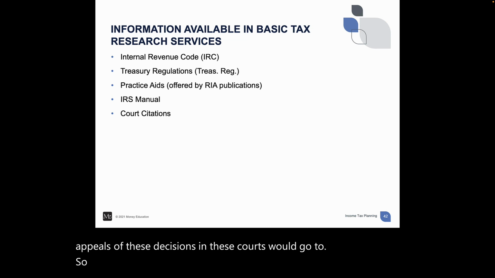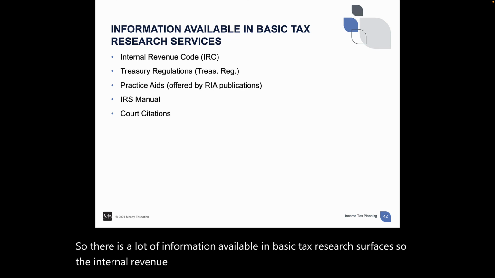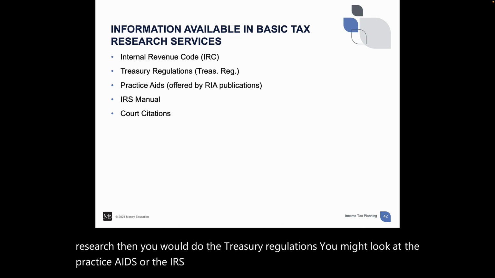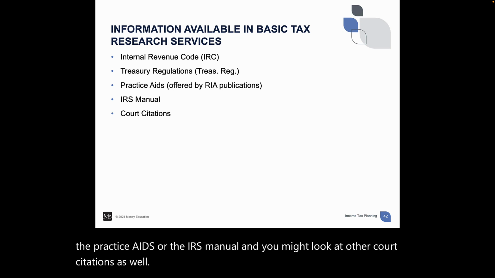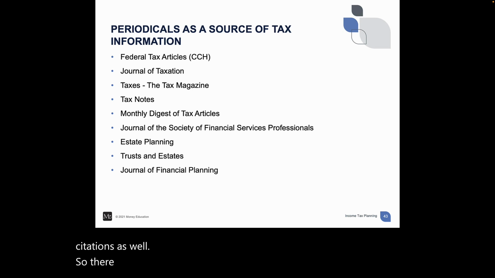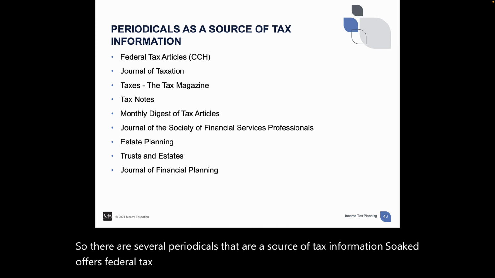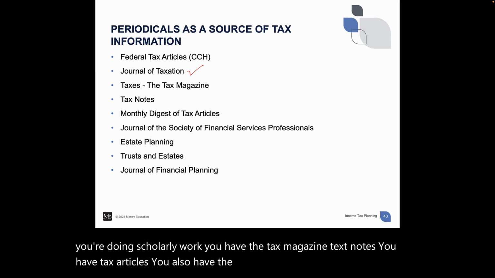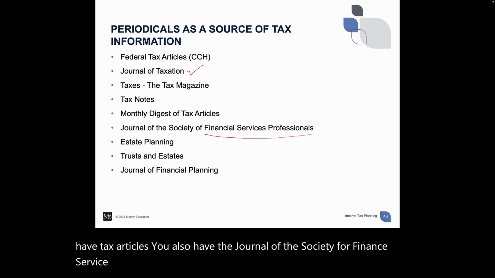So there is a lot of information available in basic tax research services. The Internal Revenue Code is the first place when you're conducting tax research. Then you would do the Treasury regulations, you might look at the practice aids or the IRS manual, and you might look at other court citations as well. There are several periodicals that are a source of tax information. CCH offers federal tax articles. One of my favorites is the Journal of Taxation if you're doing scholarly work. You have Tax Magazine, Tax Notes, tax articles, the Journal of the Society of Financial Service Professionals, estate planning, trusts and estates, and the Journal of Financial Planning as well.